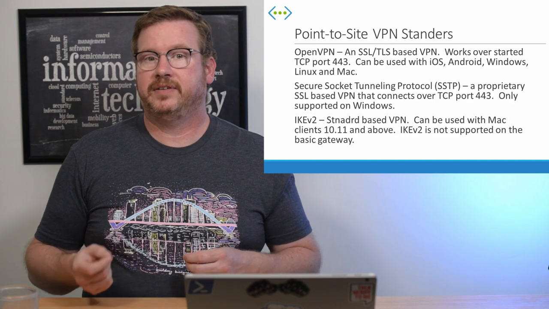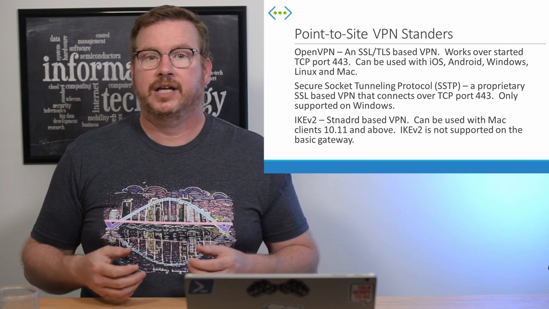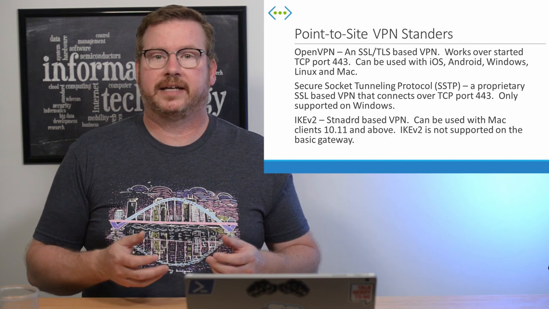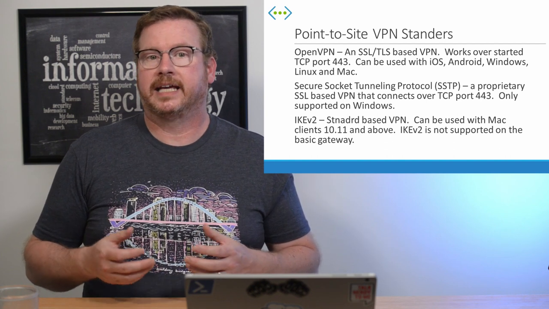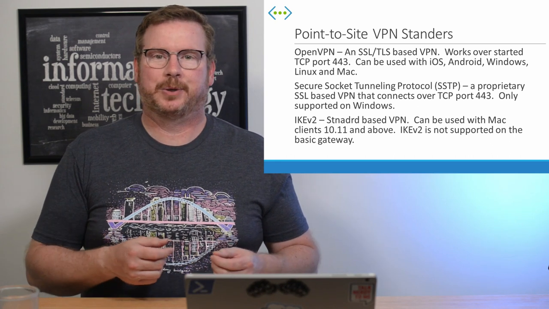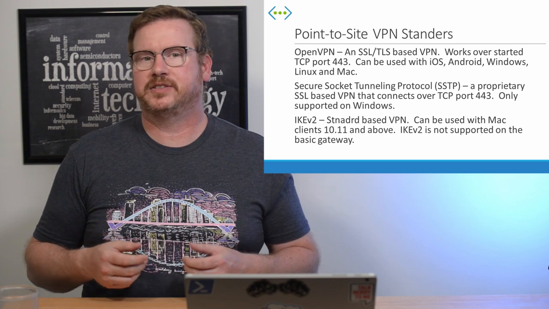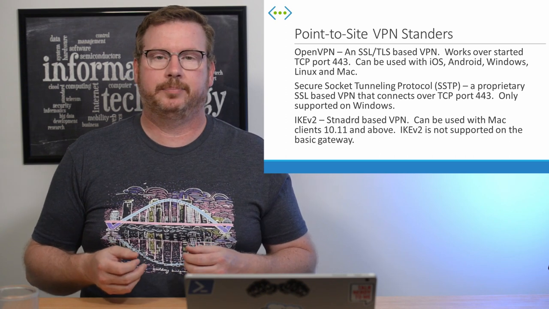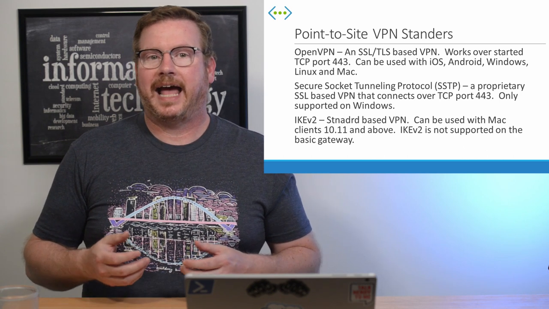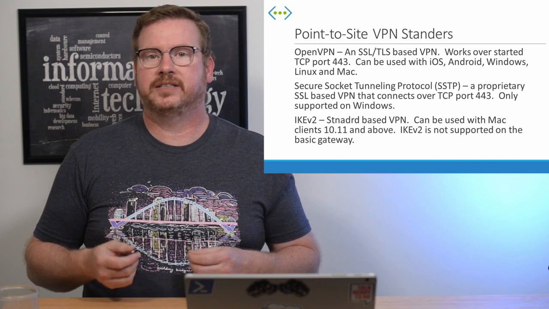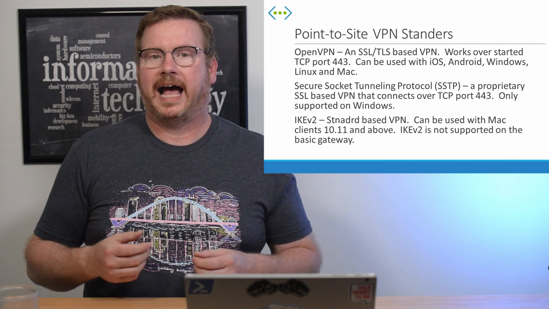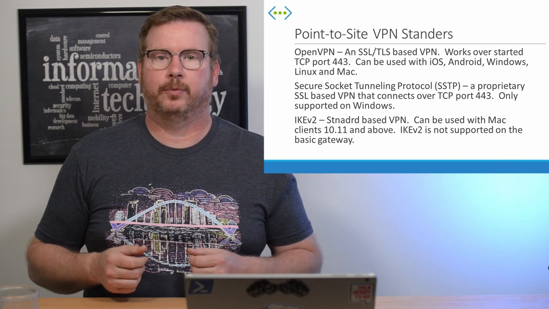And Azure point-to-site VPN supports three VPN standards. OpenVPN is an SSL/TLS-based VPN. It works over standard TCP port 443. It can be used with iOS, Android, Windows, Linux, and Mac. Secure Socket Tunneling Protocol is a proprietary SSL-based VPN that connects over TCP port 443. It is only supported on Windows clients. IKEv2 is a standards-based VPN. It can be used with Mac clients 10.11 or above. IKEv2 is not supported on the basic gateway.